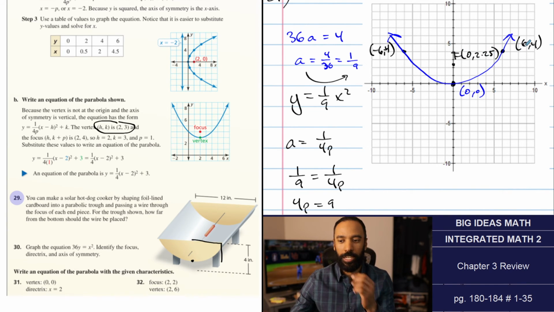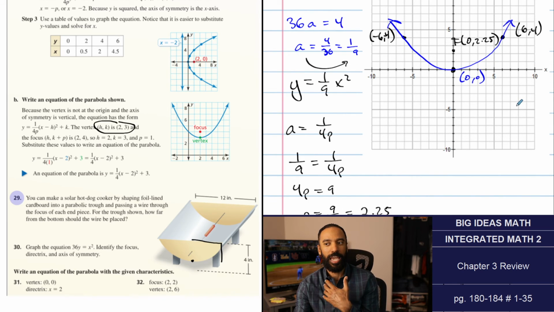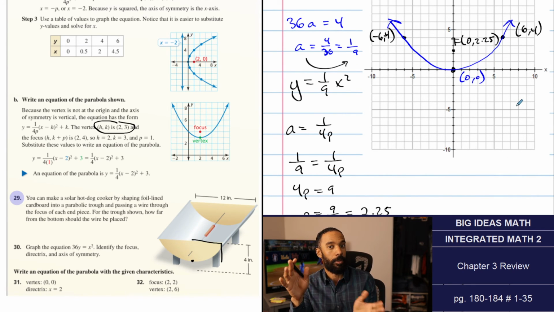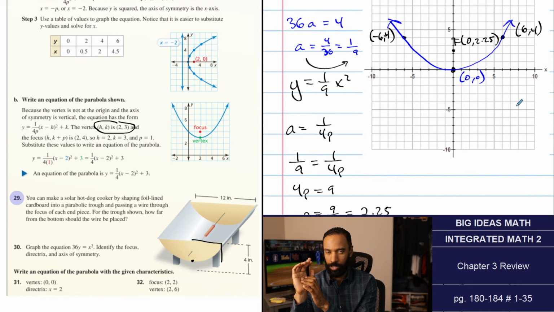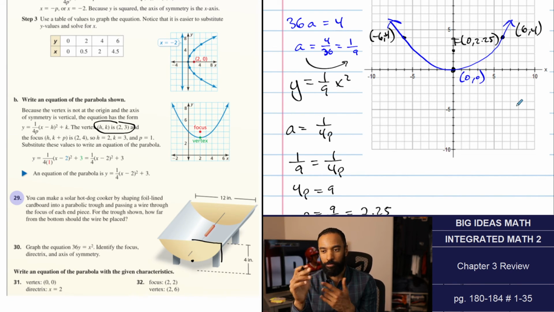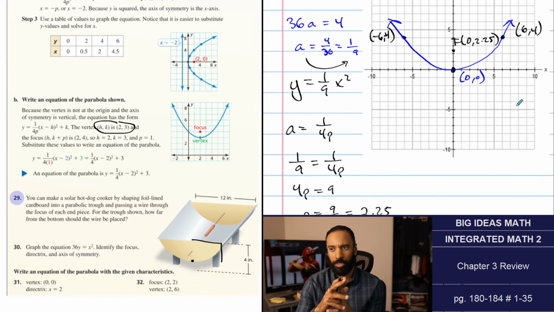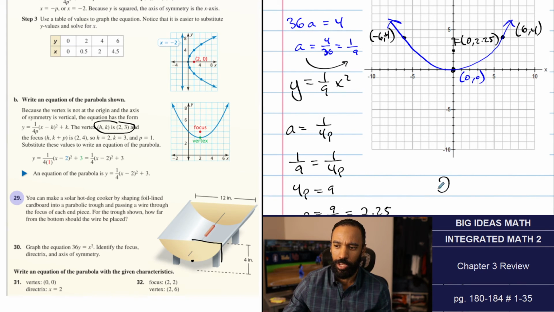So I don't know if I explained it great. The problem is they kind of started us off with this problem. The real problem was the drawing. But the focus is 2.25 inches from the bottom, from the vertex, from the bottom trough part of the aluminum foil of the hot dog cooker thing, if that's what we're saying. So my final answer there is going to say 2.25 inches.